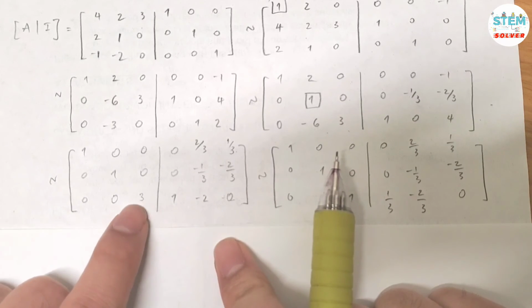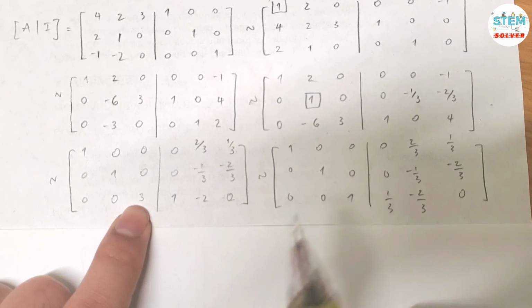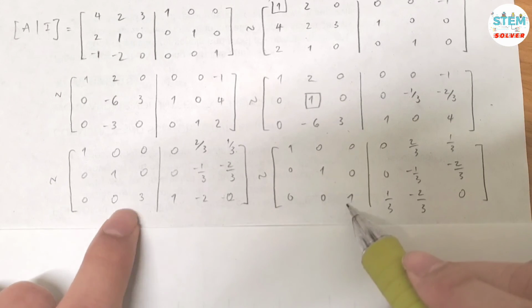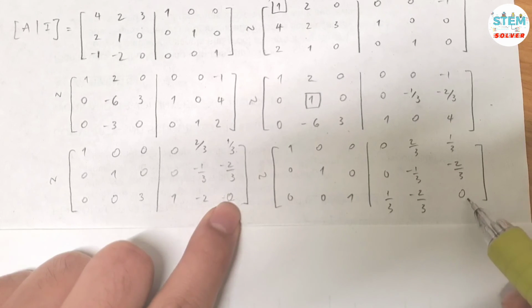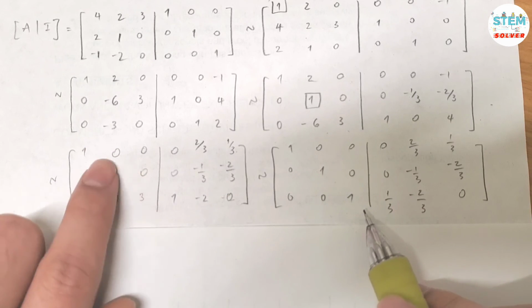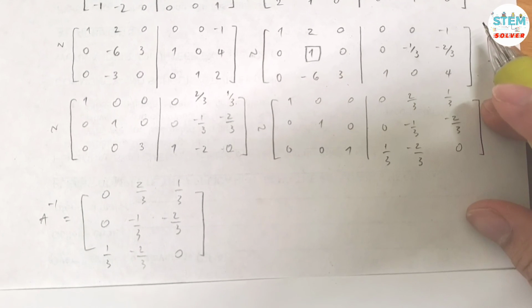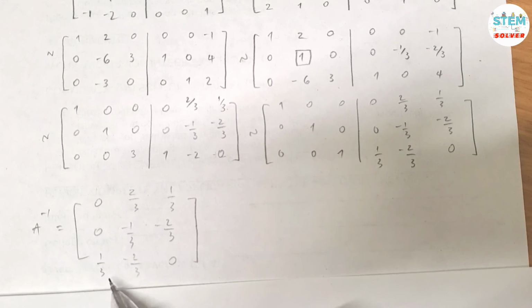Now at this step, you see that we have one entry here. So the final step is to divide this by 3 to get 1. If I did that, I got 0, 0, 0, 1, 1/3, negative 2/3, 0. Rewrite the first and second rows because they already have zero entries above the 1. Ultimately this is the inverse matrix of A.